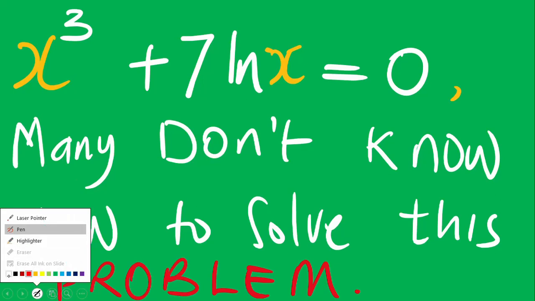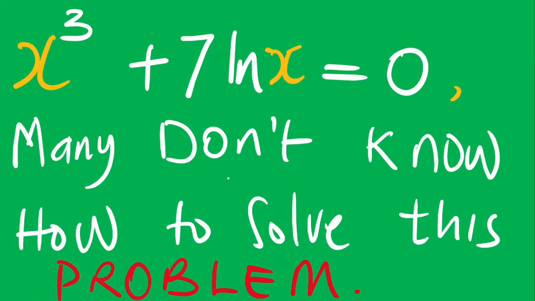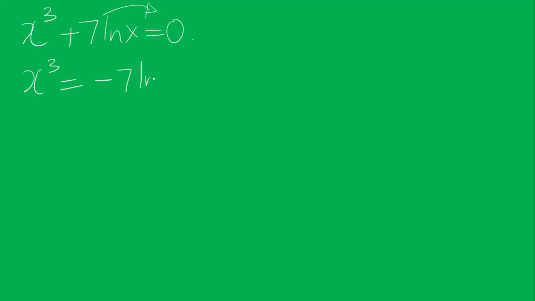Now let me change the color of this pen to white. I prefer using white. So now this is the problem. Let's solve it now. So now you have x to the power 3 plus 7 natural log x is equal to 0. Now for us to do this, let's say x to the power 3 is equal to, if you move this to the right-hand side, this sign will change to negative. So you have minus 7 natural log x.